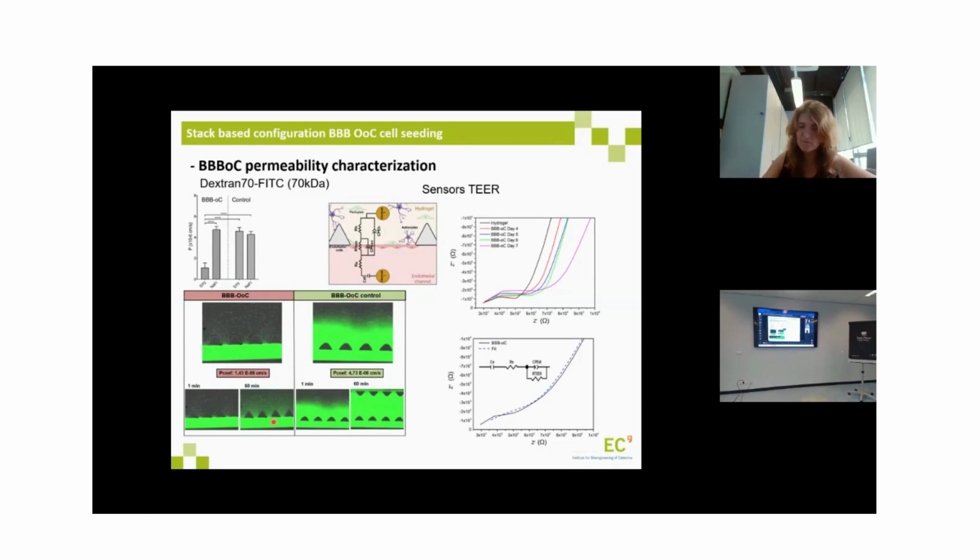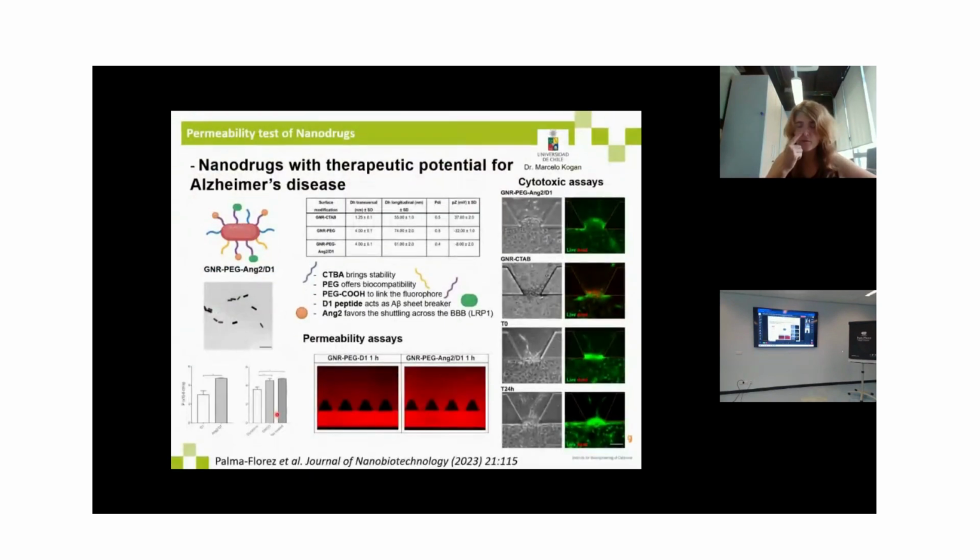dextran 70. So when we had already characterized our blood-brain barrier on a chip, we were ready to use this technology for analyzing different kinds of nanodrugs that in this case we developed in collaboration with the University of Chile, with Dr. Marcelo Kogan, in which we generate nanorods modified with different kinds of peptides.